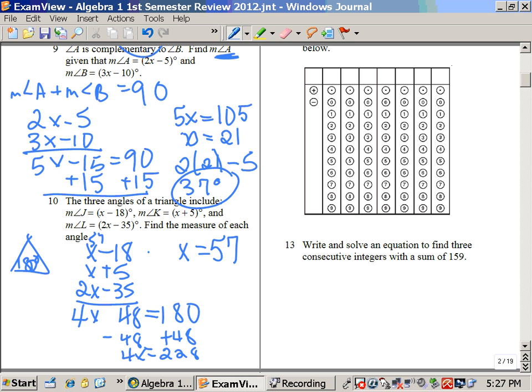57 minus 18 is 39. So 39 is going to be my first angle. Then I need to plug 57 in here. That gives me 62. That's my second angle. And if I take the 57 and plug it in here for x, 2 times 57, take away 35, that's going to be 79. So those are my 3 angle values, and you should check to make sure that they really do add up to 180.